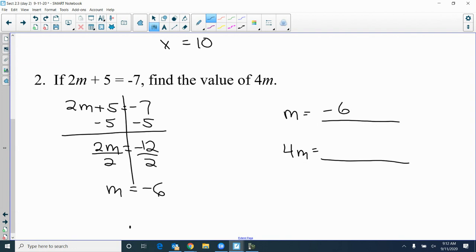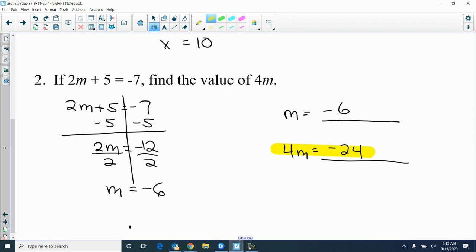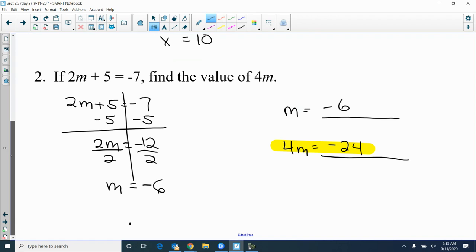At this point, m equals negative 6, but that's not the answer to the problem. Colin? Then you multiply negative 6 by 4, and that's going to give us negative 24. That is what we're looking for.